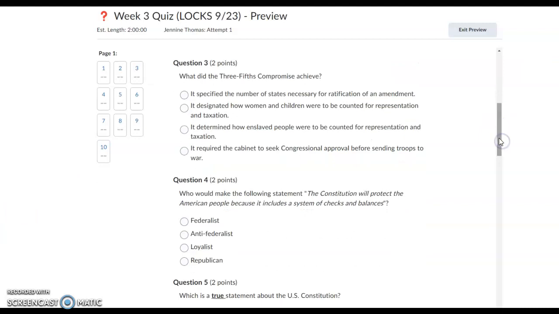Question 3. What did the Three-Fifths Compromise achieve? It specified the number of states necessary for ratification of an amendment. It designated how women and children were to be counted for representation and taxation. It determined how enslaved people were to be counted for representation and taxation. Or the last option, it required the cabinet to seek congressional approval before sending troops to war.